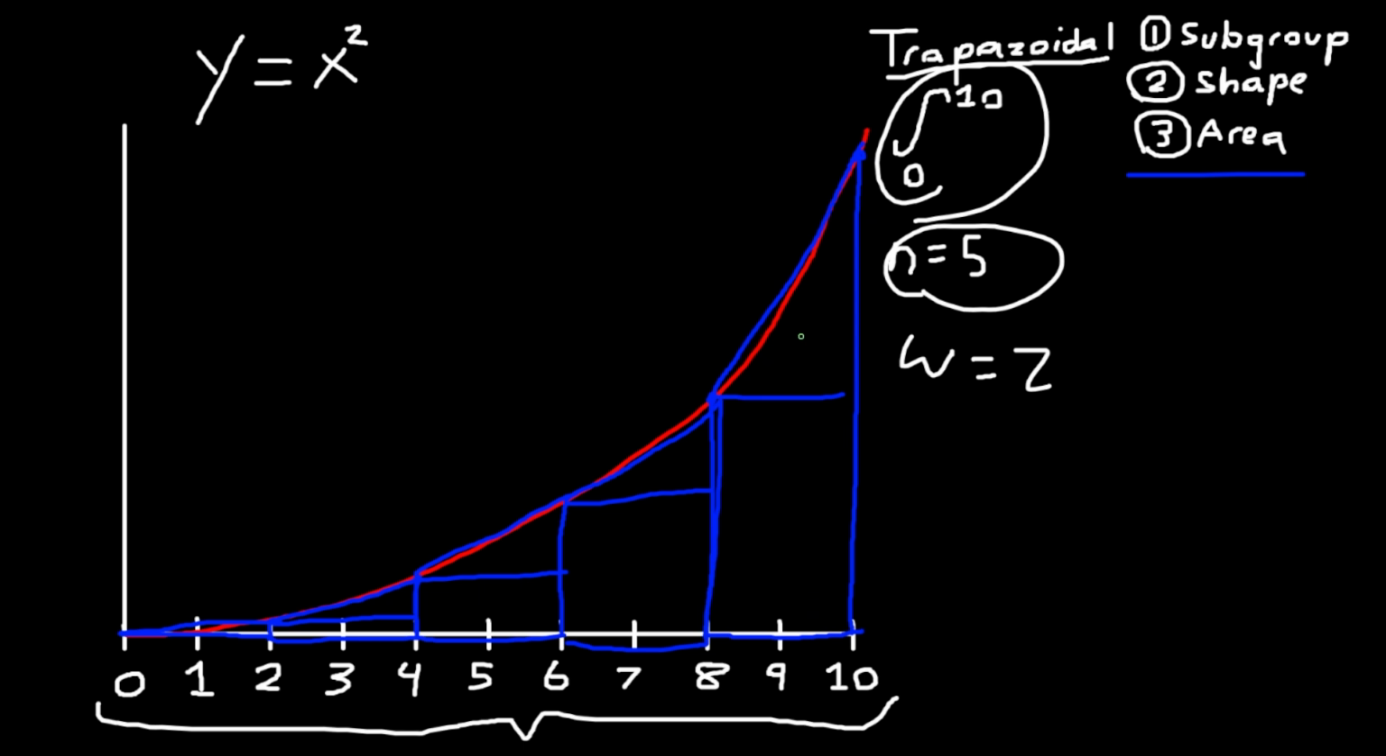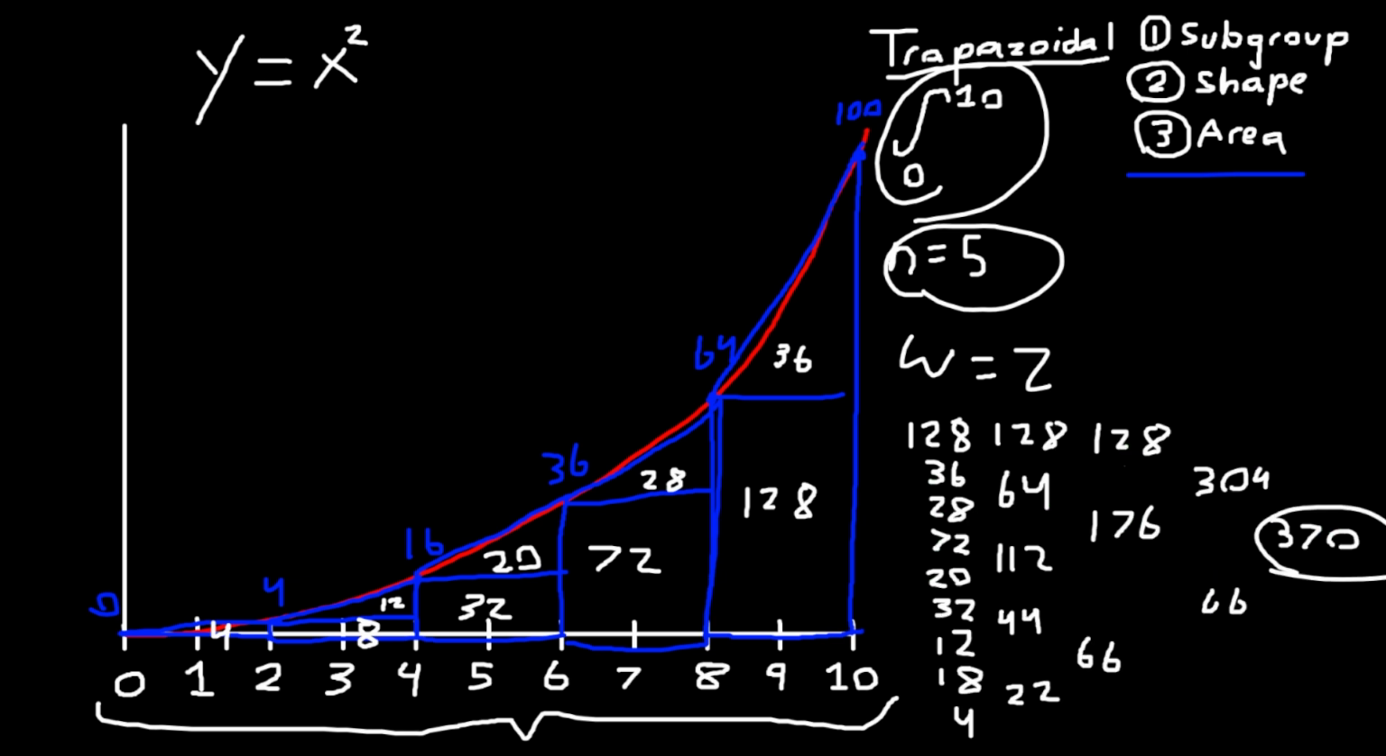So for this, I would just separate it into triangles and then rectangles, and then find the area separately. So for this, we have a height of 100 when x equals 10, and then when x equals 8, we have a height of 64, and then a height of 36 when x equals 6, when x equals 4, 16, when x equals 2 is 4, and then 0. And then we're just going to calculate the triangles and the rectangles with this information. And after calculating the area of all these rectangles and triangles, you get an approximation of 370 for a trapezoidal Riemann sum.